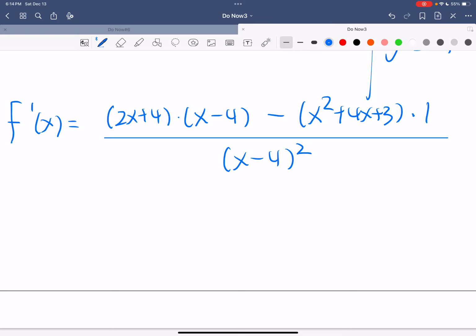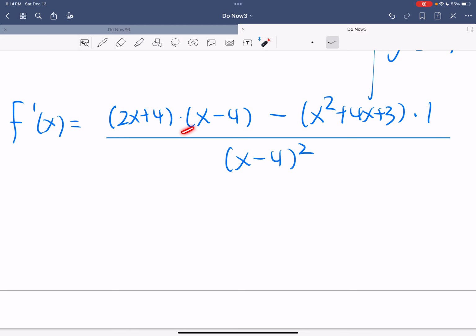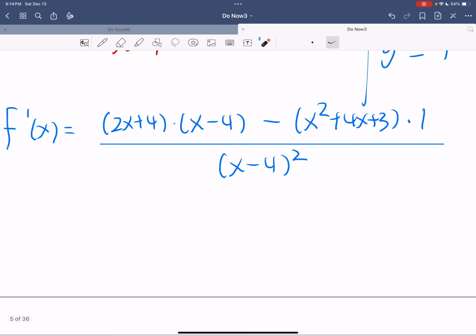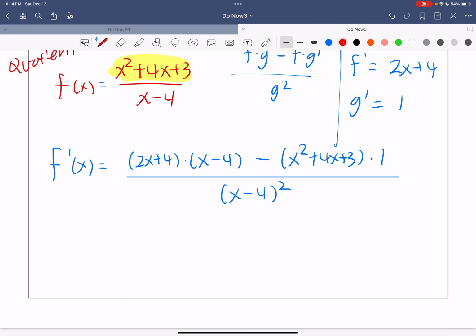And the only thing that you really have to do is simplify this. Just make sure you don't do this one. You cannot do it because there's a minus. So you actually have to simplify everything. So for example, 2x times x is 2x squared. 2x times negative 4 is negative 8x. Plus 4x minus 16. I just did this.